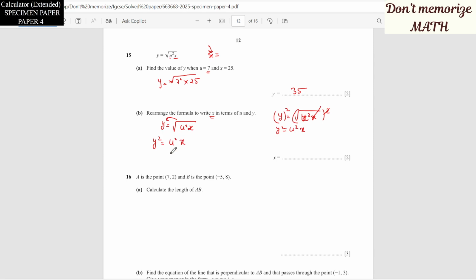We need x, right? So move u squared. Here it is u squared multiplied by x. When you move u squared, this multiplication will become division. So you will get y squared divided by u squared. So x is equal to y squared divided by u squared. Okay, then question number 15 is over.